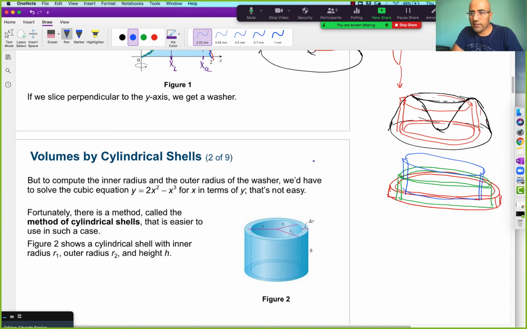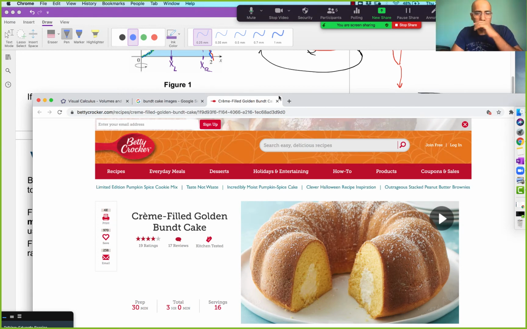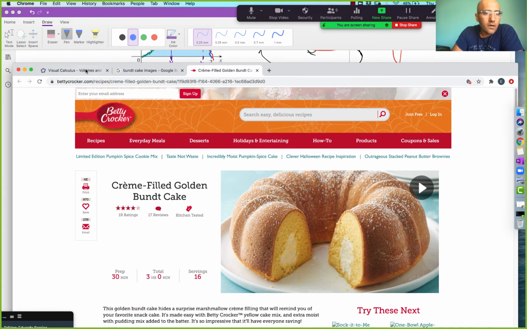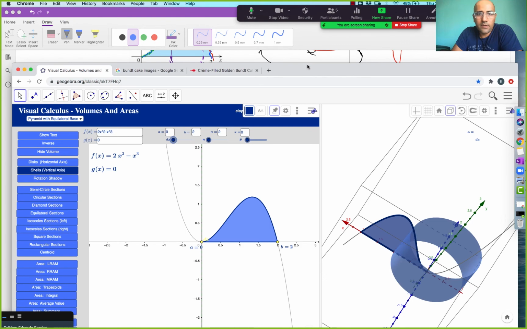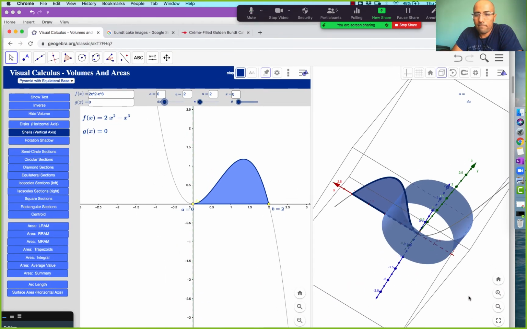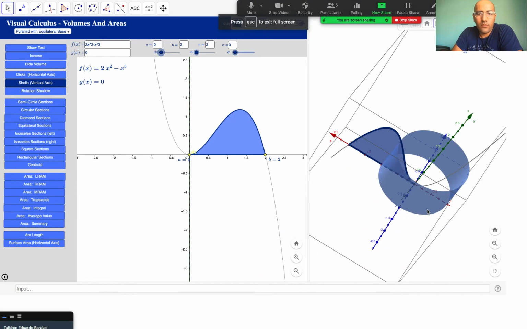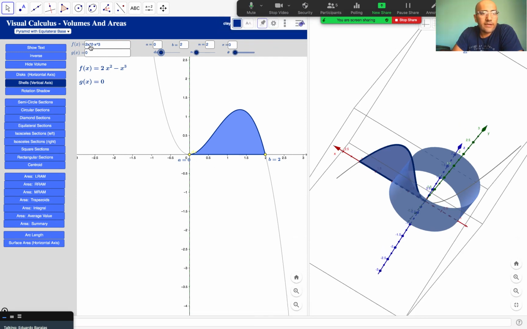Let's see if we can get technology on the case. Alright, so that's the Bunsen. Let's go back to this guy. Okay, so here we have our equation: 2x squared minus x cubed and y equals 0. So here's this shape right here, and we're going to rotate it.